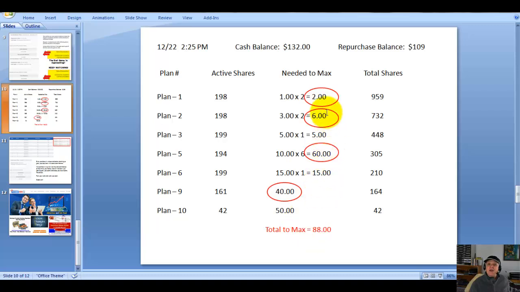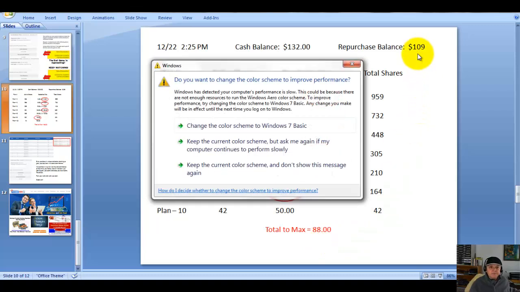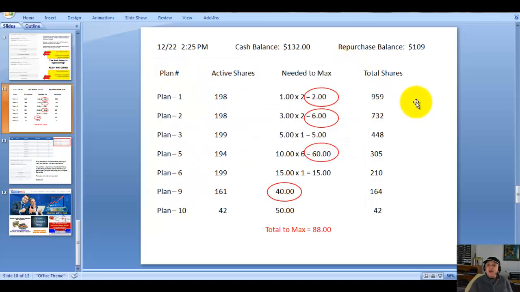Okay, so if I add all of this money up right here to max out my plans back to 200, Plan 9 and Plan 10 I haven't maxed out to 200 yet, so I don't worry about those, but I do keep track of them in case I decide to purchase one of these as opposed to maxing out all of these. So the total to max out all of plan 1, 2, 3, 5, and 6 is $88. Well, I have $109 to spend. I'm going to close that. I'm not sure why that popped up, but I have $109 total to spend.